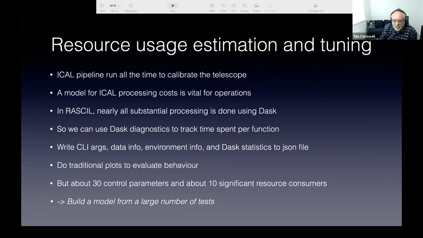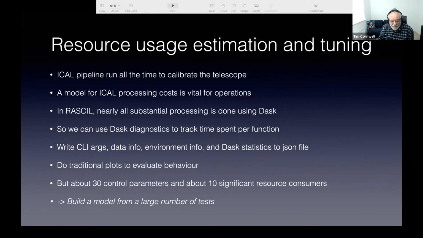Now in RASCIL, nearly all of the processing is done using Dask, and so there's very little that isn't done using Dask. What this means is we can use Dask diagnostics to track the time spent per function. And so what we do is we write the CLI arguments, the data info, the environment info, and the Dask statistics, which you can get at the end of a run, to a JSON file, and then we just evaluate those.